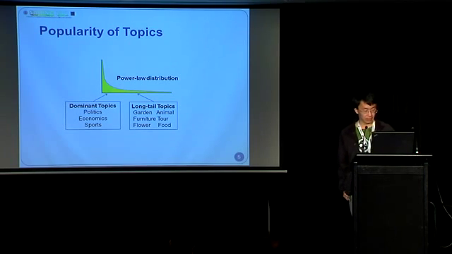In many text collections, the popularity or frequency of topics is distributed in a power-law fashion, which means that a few topics in this gray region, called dominant topics, occur very frequently, while most of the topics in this yellow region, which are called long-tail topics, have very low frequency or probability. For example, think about a news corpus: several topics like politics, economics, and sports occur very frequently, while most of the topics such as garden, furniture, and flowers are rarely mentioned.